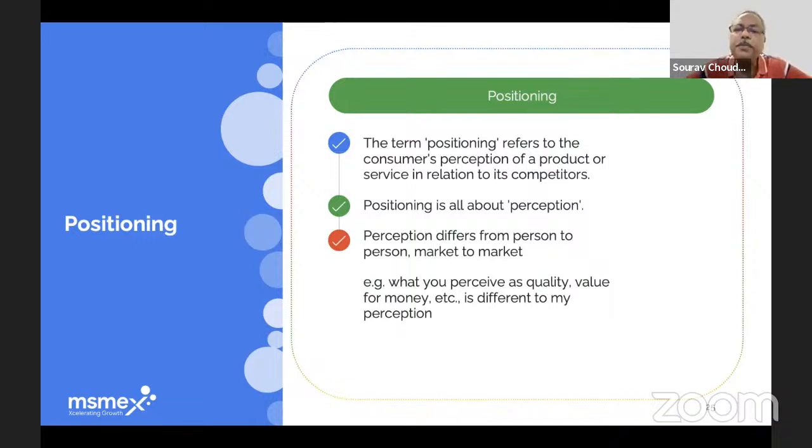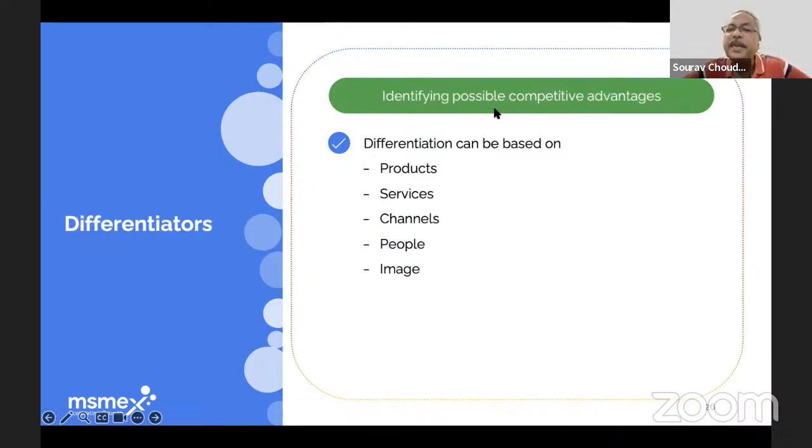So positioning is all about perception. Perception differs from person to person, market to market. What you perceive as quality, value for money, etc., is different to my perception. So creating that perception means creating a thought process in the mind of consumers that this is different to that. That's what positioning is. To that you create a statement, and to differentiate.